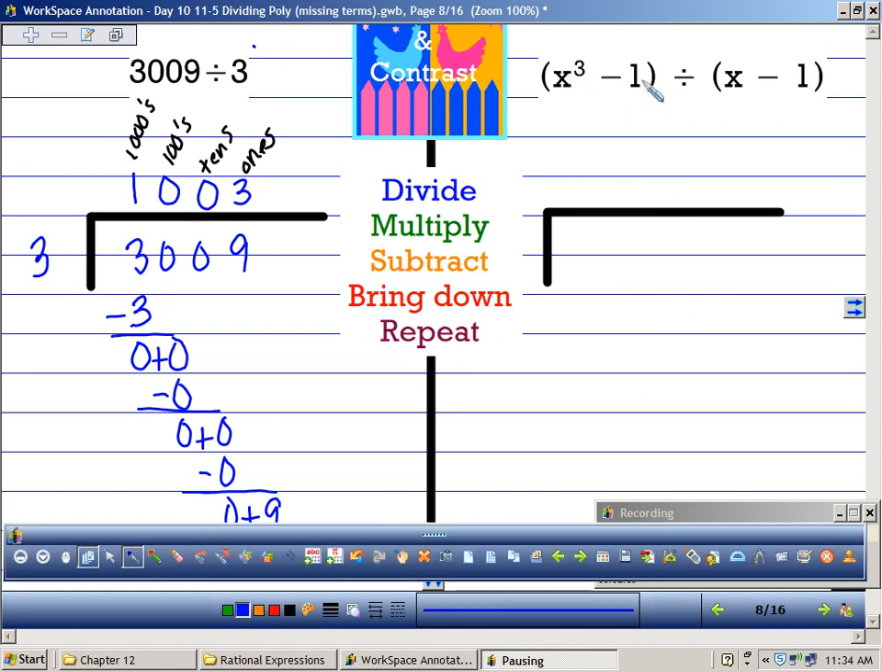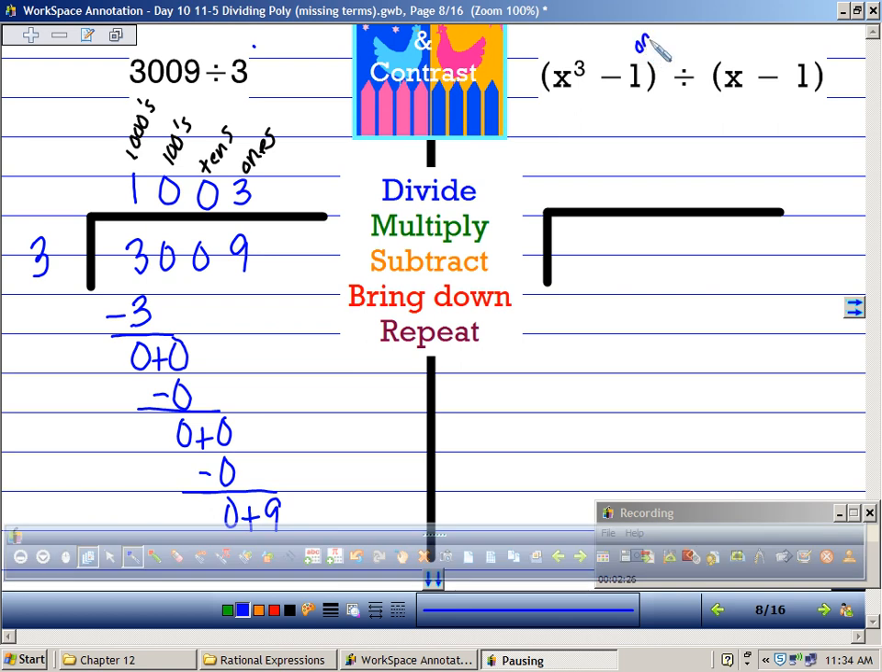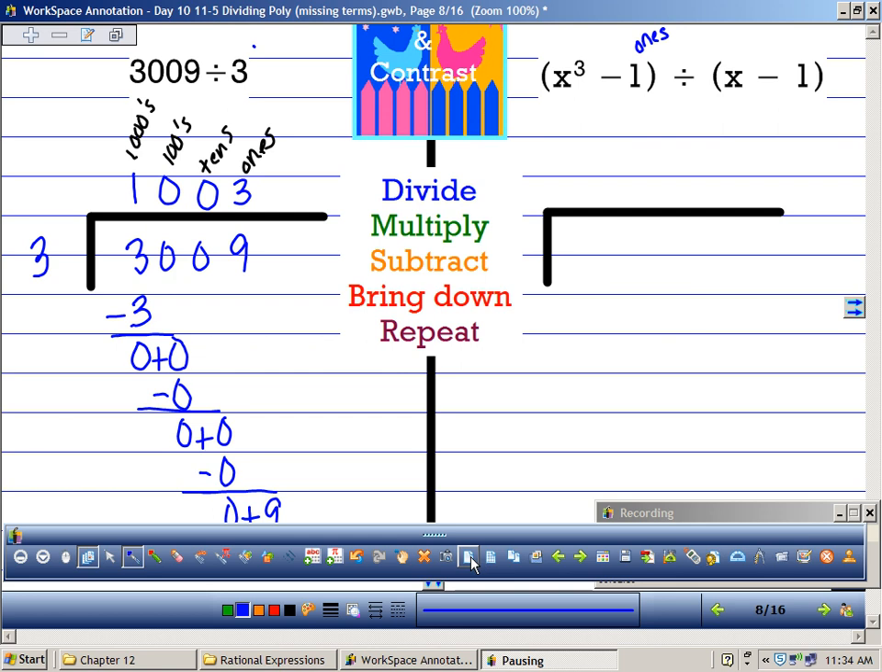Okay. So this time I've got x cubed minus 1. What place is x cubed? If this is the ones place, there's no x squared. What else isn't there? There's no x. So we're missing places, right? Let's take a side.